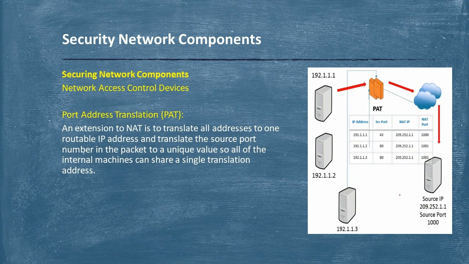That is PAT, port address translation. You can take an example here. These are the host IP addresses 1, 2 and then 3. This is listed in this PAT table. These are the ports, and the NAT IP is this and the NAT port is this. This table is used for translation. It is an extension of NAT to translate all the addresses into one single IP address. All these into one single. Here if you see, all the same.